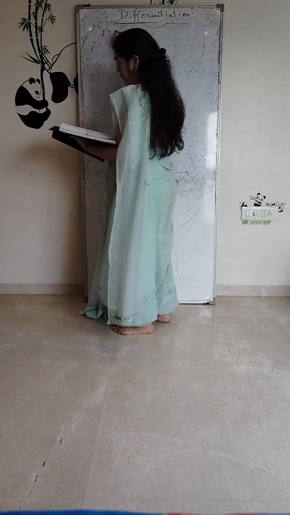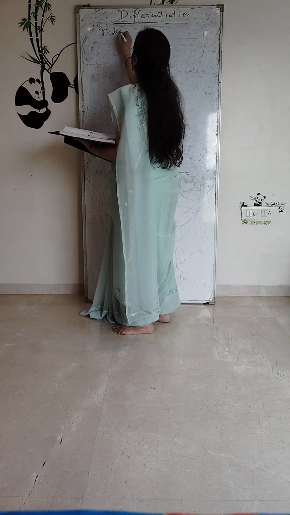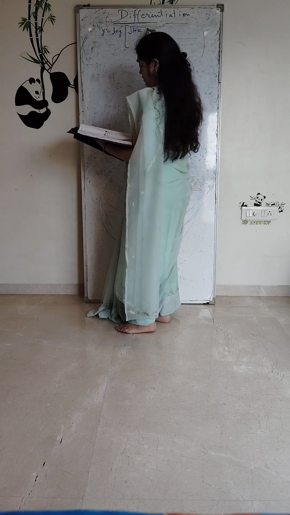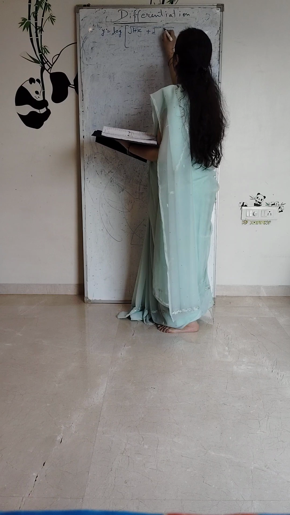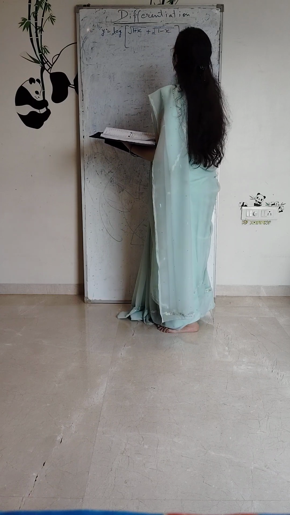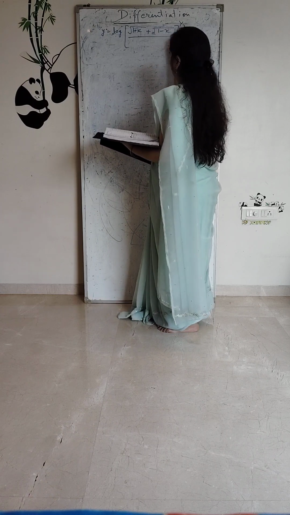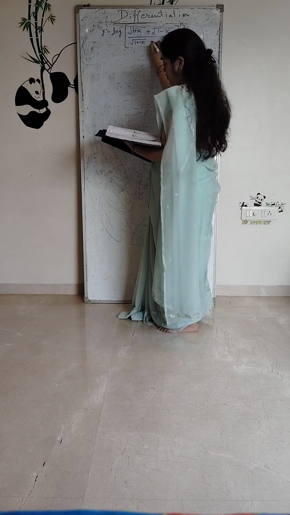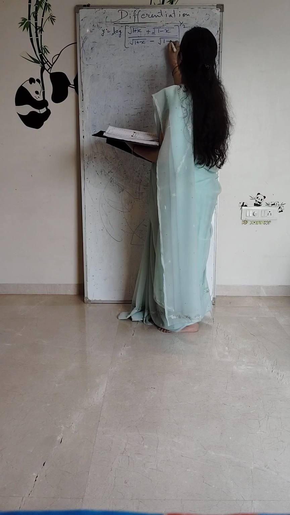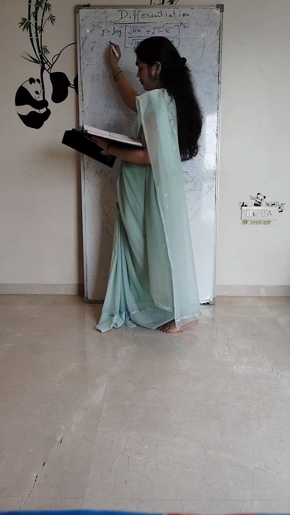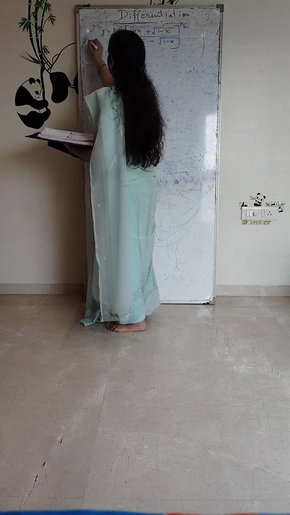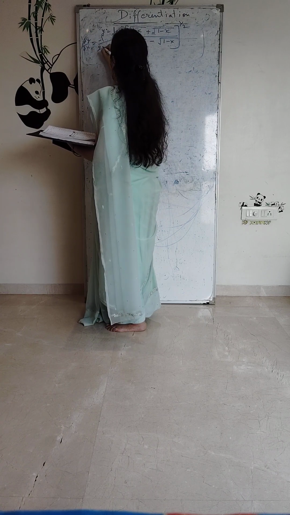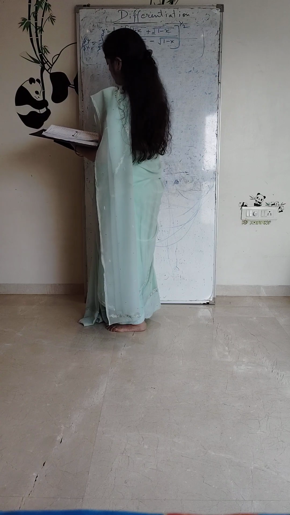y equal to log of (under the root of 1 plus x plus under the root of 1 minus x) to the power 1 by 2. In the denominator, 1 plus x is here, minus the difference, 1 minus x. So we have to find out dy by dx.